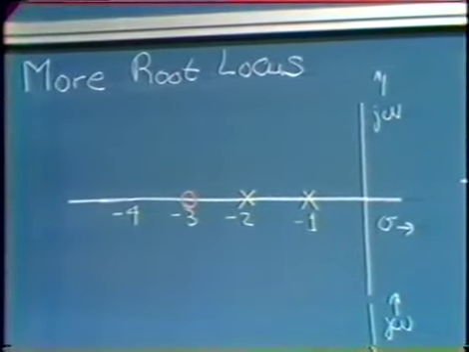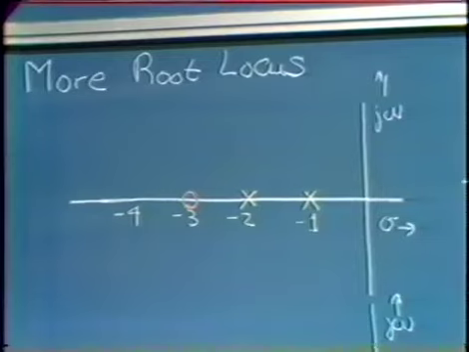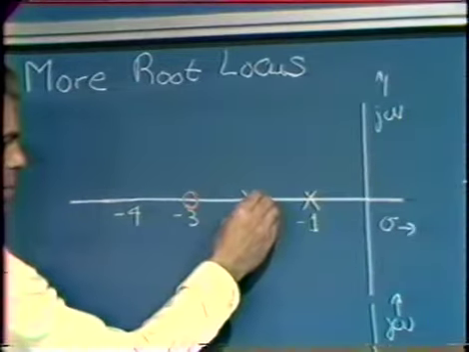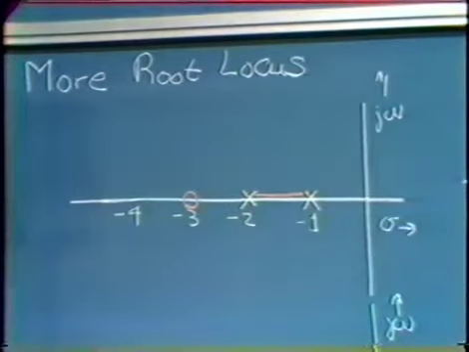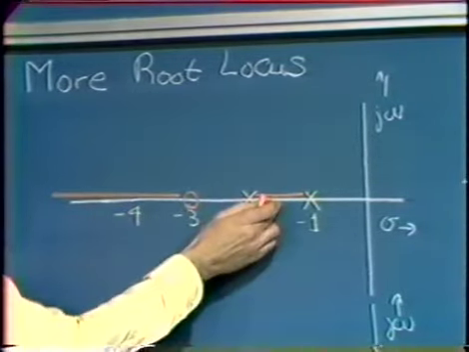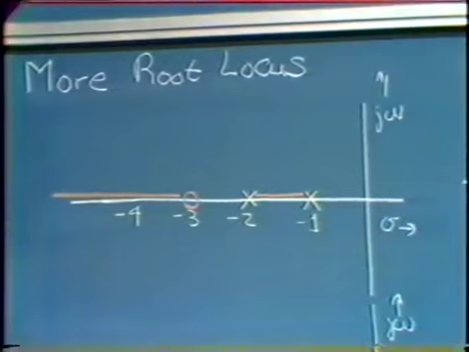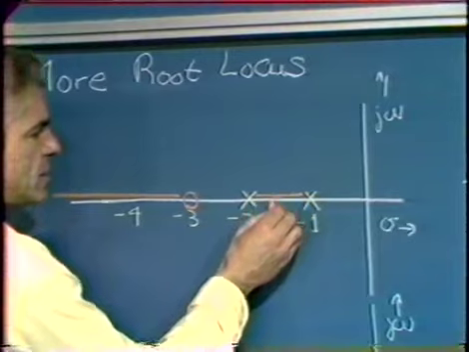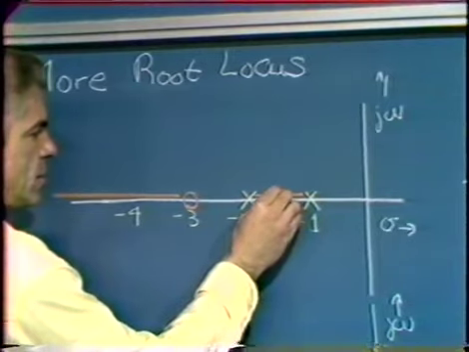Well, again, we can apply the rules we know, and when we do that, we find that branches exist on the real axis here, where there's a single pole to our right on the real axis, and here, where there are two poles and one zero to our right. Again, an odd number of total poles and zeros to our right. If we think about this for a while, we realize that there must be a breakaway somewhere in here.